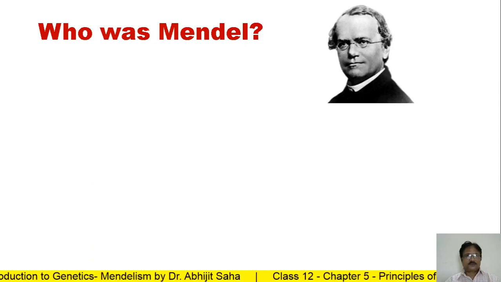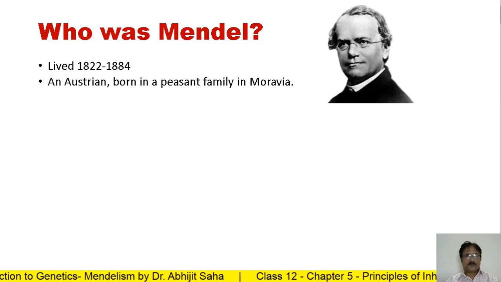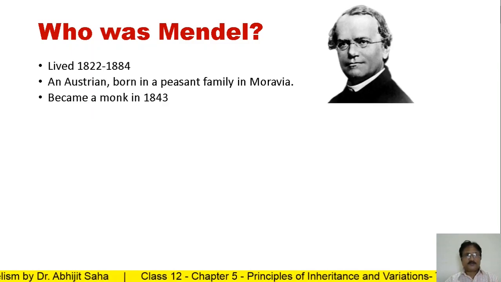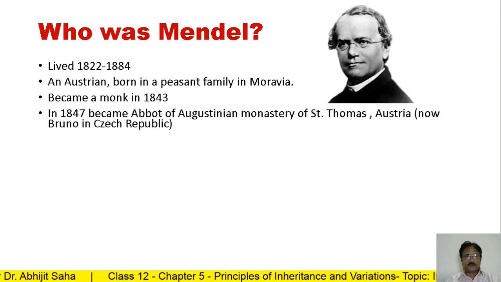Let us first know who Mendel was. Mendel was an Austrian and was born in a poor family. His father was a peasant in Moravia. He became a monk at a very early age. So he was born in 1822, and in 1843 he became a monk. In 1847 he became the abbot. You know what is abbot? It is the head of the monastery.